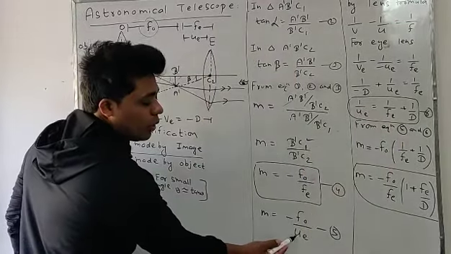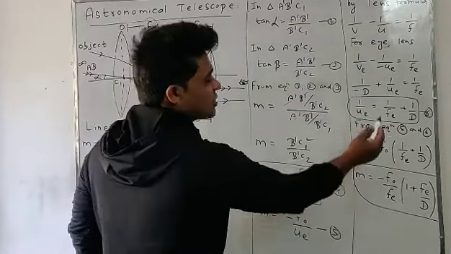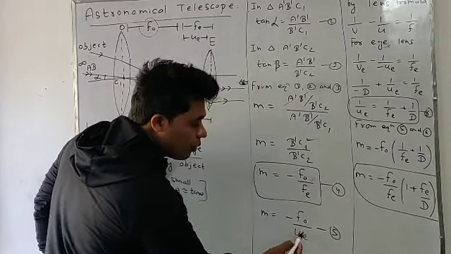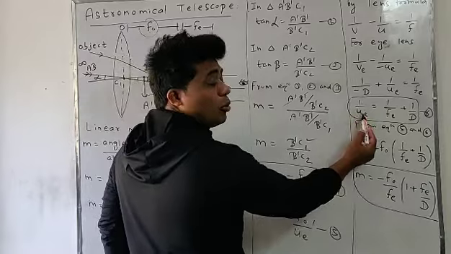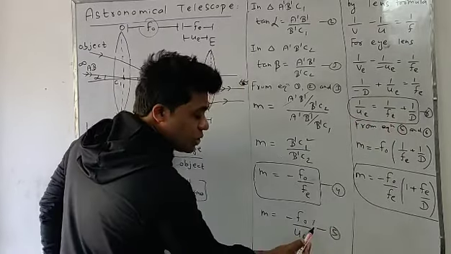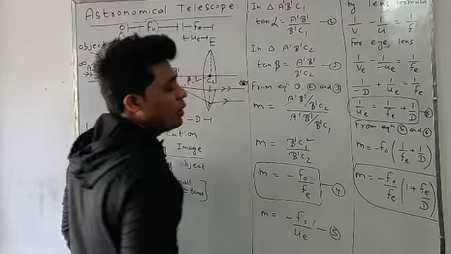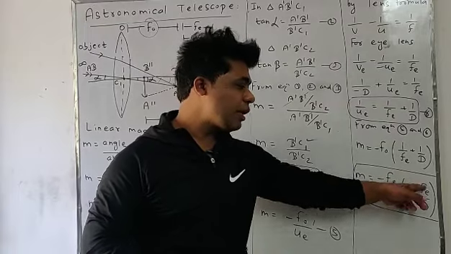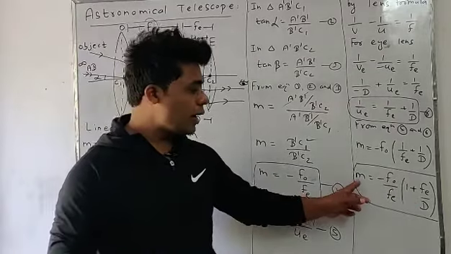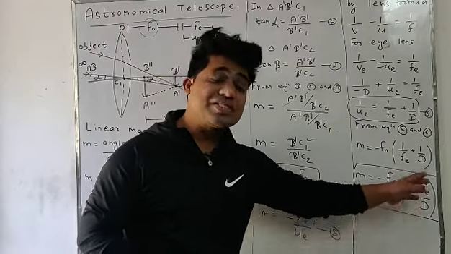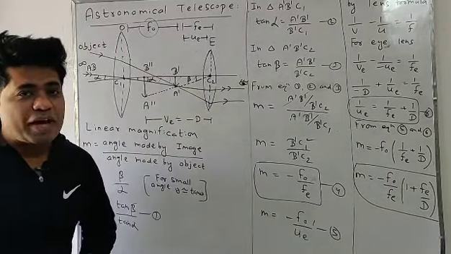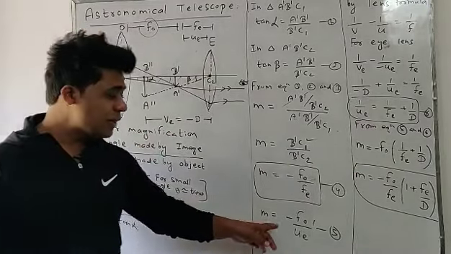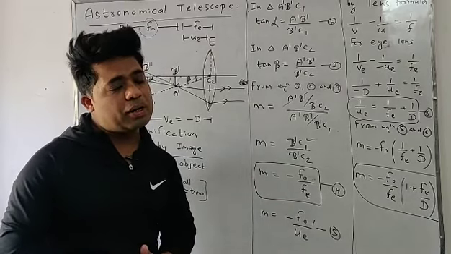We got the value of 1 upon UE. Where will we put it? Look at equation 5. For equations 5 and 6, the magnification m is minus f naught as it is, times 1 upon UE. What is 1 upon UE? It is 1 upon Fe plus 1 upon D. So instead of 1 upon UE, I'm going to put 1 upon Fe plus 1 upon D. Taking 1 upon Fe common, 1 remains and then comes Fe by D. So what is the final form? M equals minus f naught by Fe times 1 plus Fe by D. This is the linear magnification of the astronomical telescope when the final image forms at the least distance of distinct vision. And this is the linear magnification when the final image forms at infinity. Okay students?